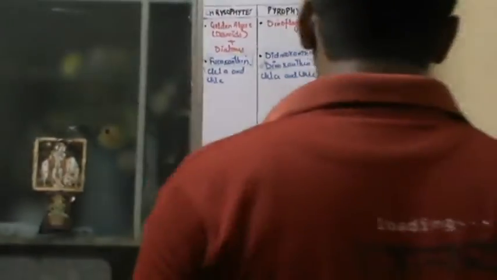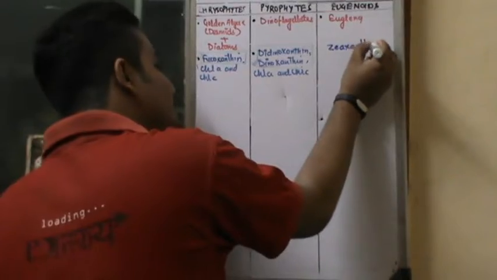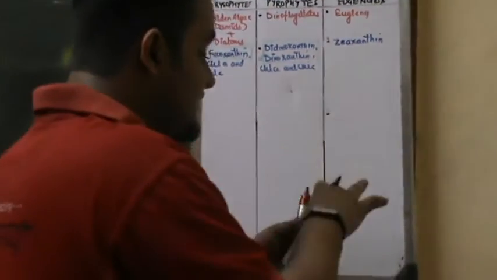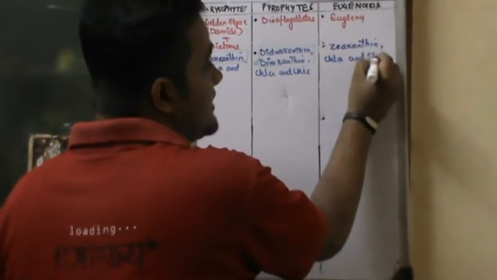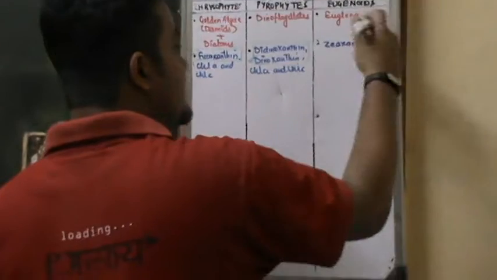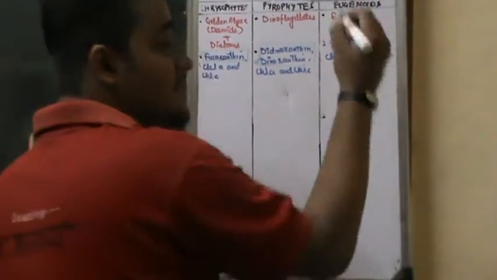Other than this, for euglenoids, remember this is going to be very important. The type of xanthophyll present is zeaxanthin, as illustrated in NCERT. Zeaxanthin is present along with chlorophyll A and chlorophyll B.